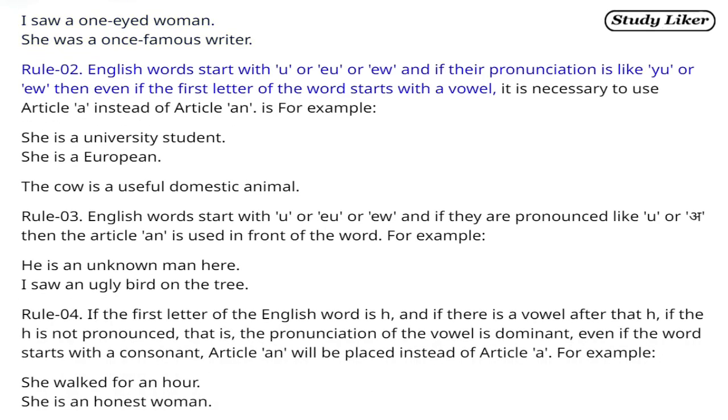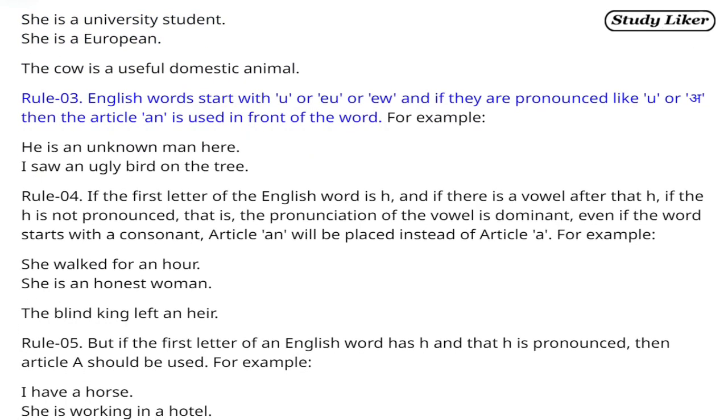Rule 02. English words start with U or EU, and if their pronunciation is like U or EU, then even if the first letter of the word starts with a vowel, it is necessary to use article a instead of article an. For example, she is a university student. She is a European. The cow is a useful domestic animal.